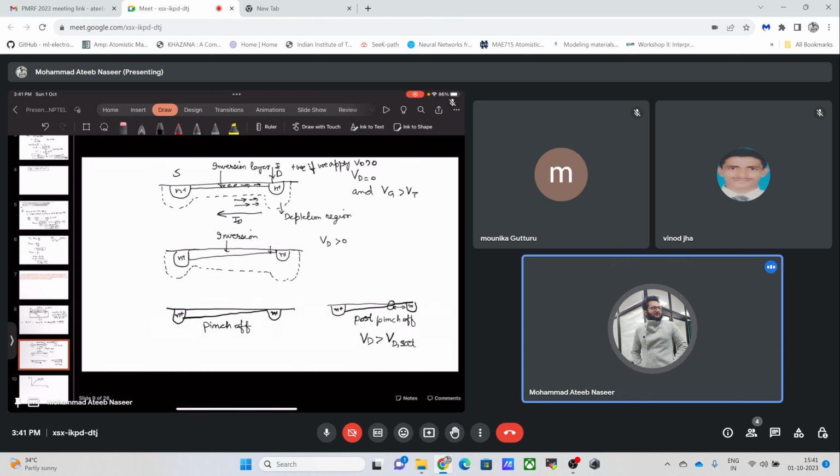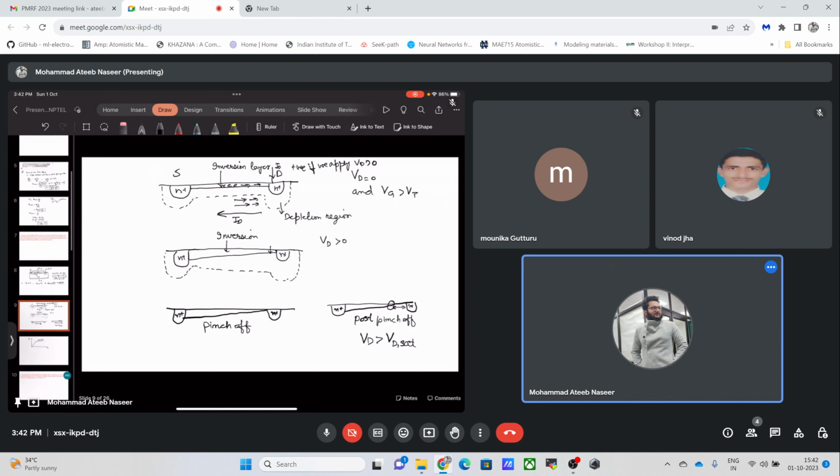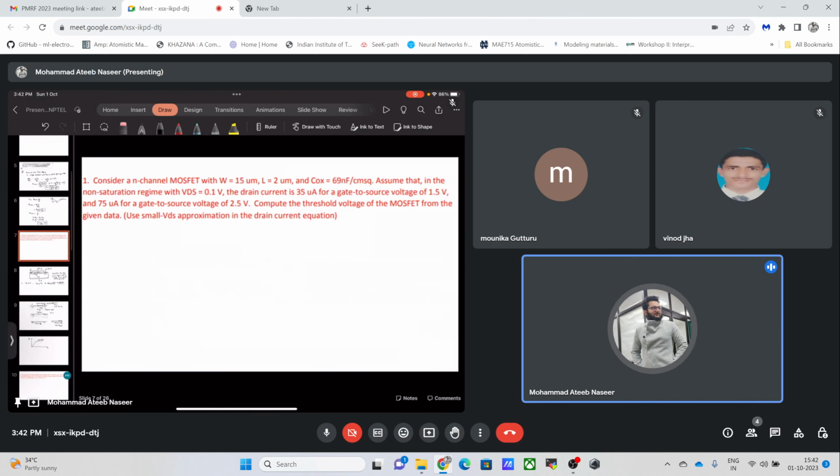Okay, this will be the direction of the current. It is always opposite to the movement of the electrons. So the carriers will always move from the source to the drain, but the current is from the drain to the source.